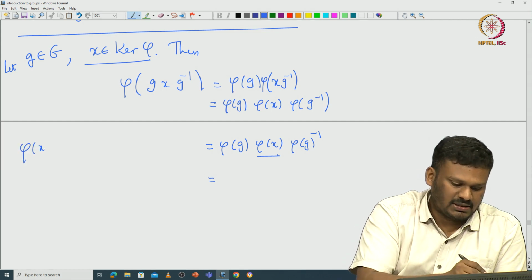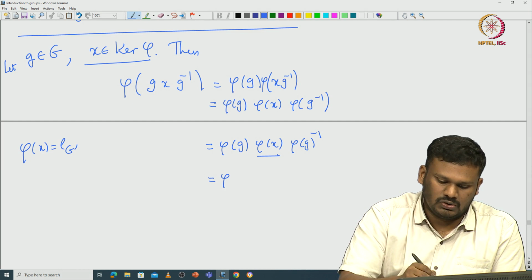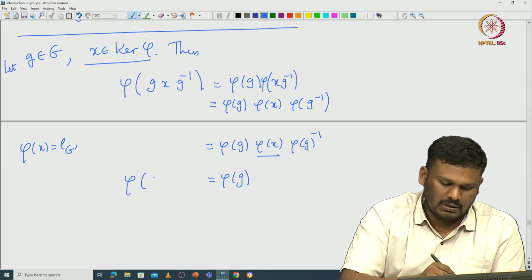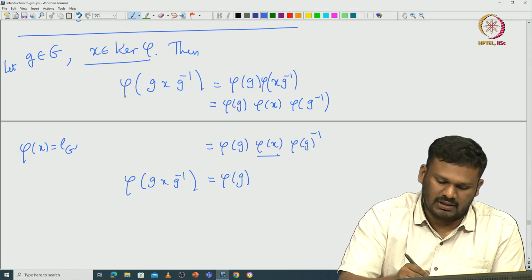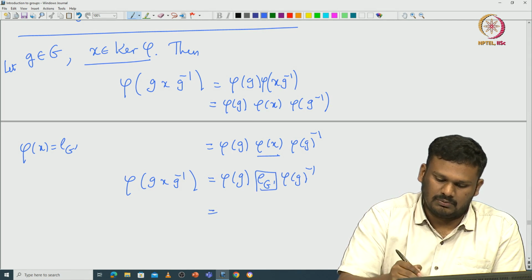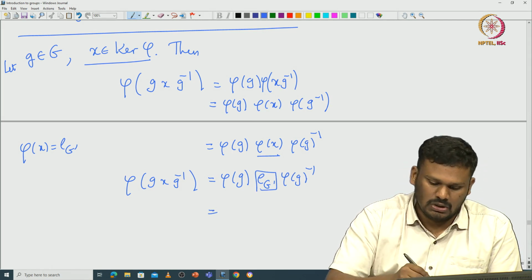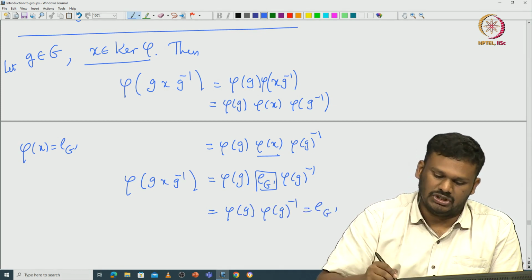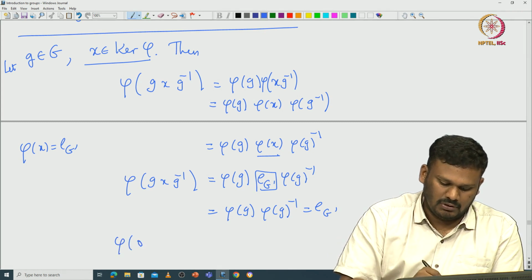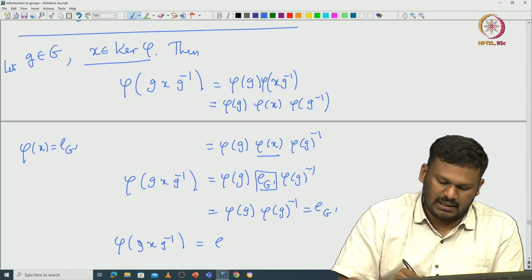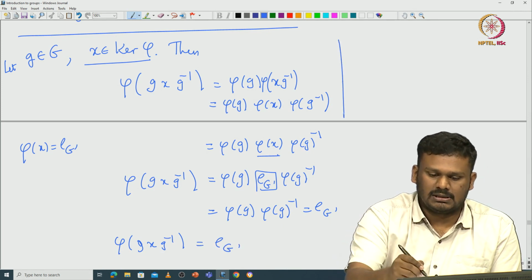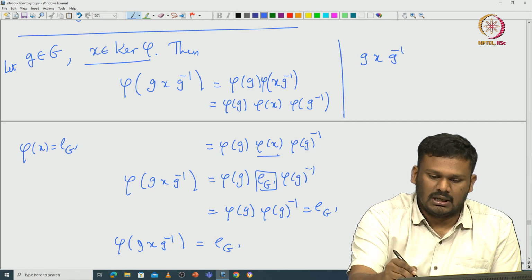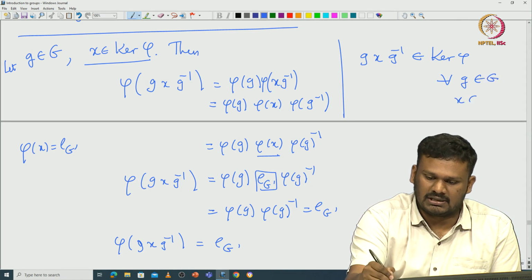So, because phi of x is the identity of G dash, you substitute there, and you get phi of g x g inverse is equal to phi of g times identity of G dash times phi of g inverse. But identity times anything is itself. So, it simplifies to phi of g times phi of g inverse, which is nothing but the identity of G dash. So, that means phi of g x g inverse is the identity of G dash. So, this means g x g inverse lies inside the kernel phi for all g in G and x in kernel phi.